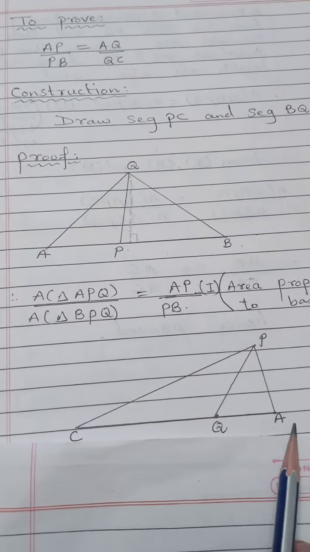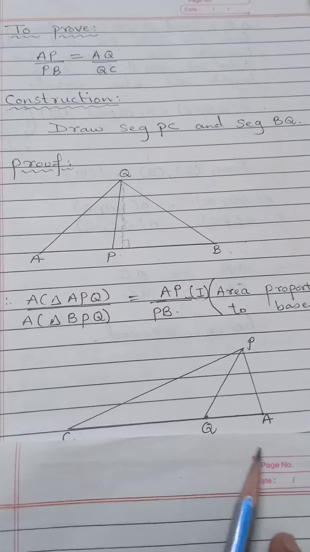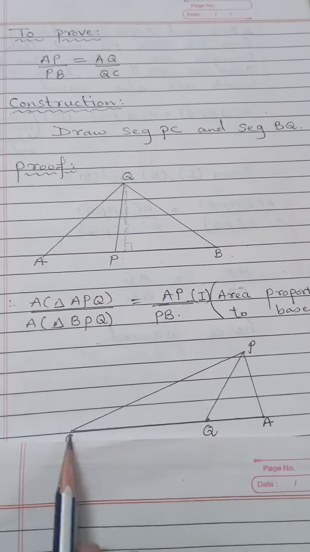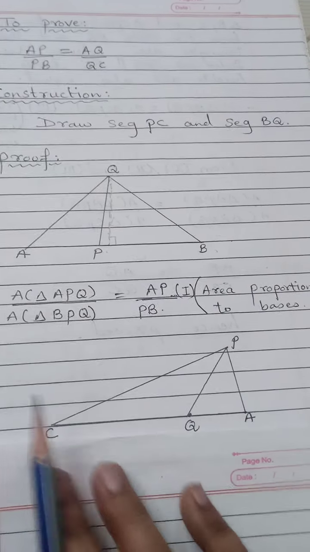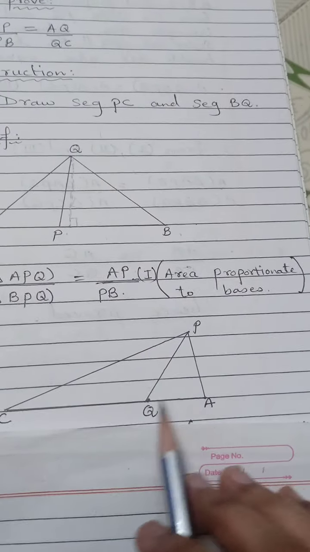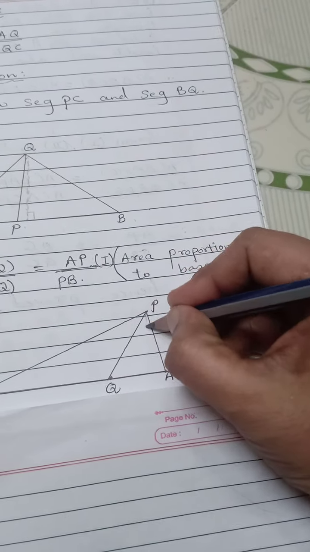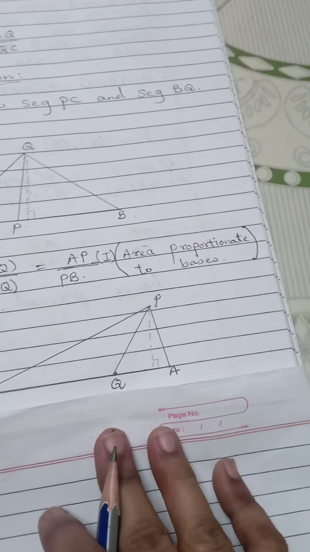So here AQC and P should be here. So the first triangle is APQ and the next triangle is CPQ. Again, if I talk about APQ, AQ will be the base and the height should be drawn from the point P. So this should be the height of the triangle.